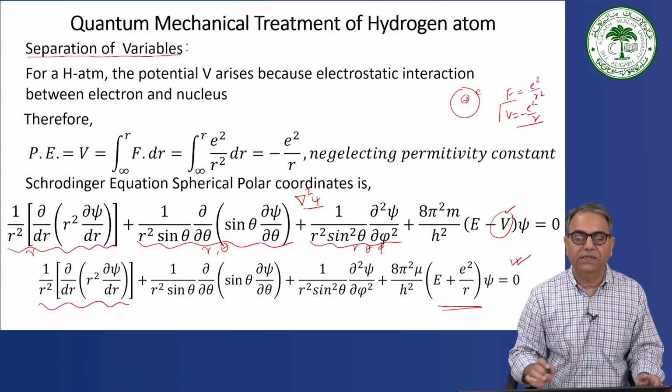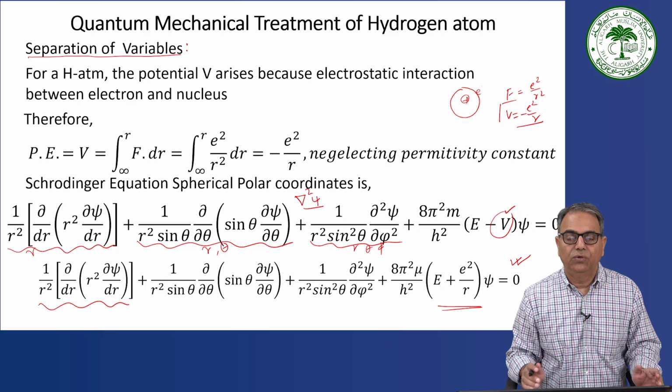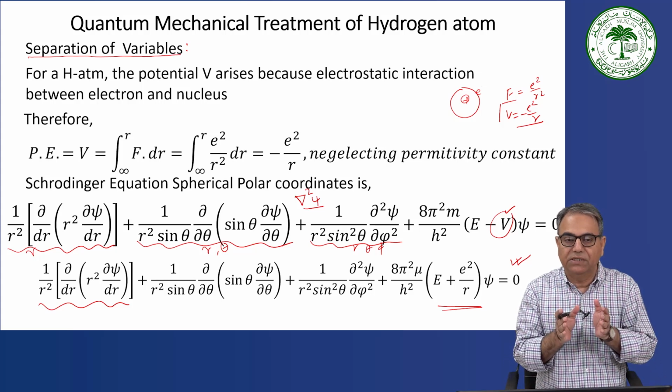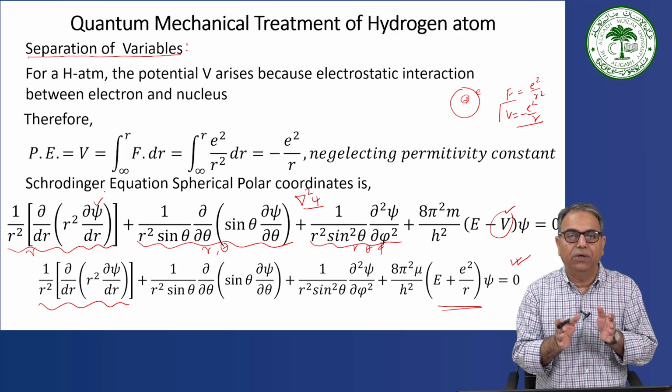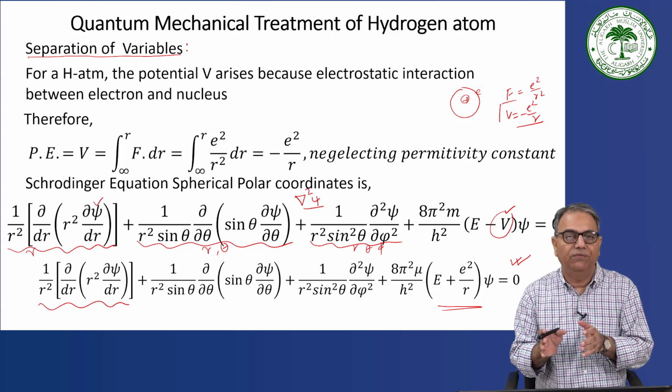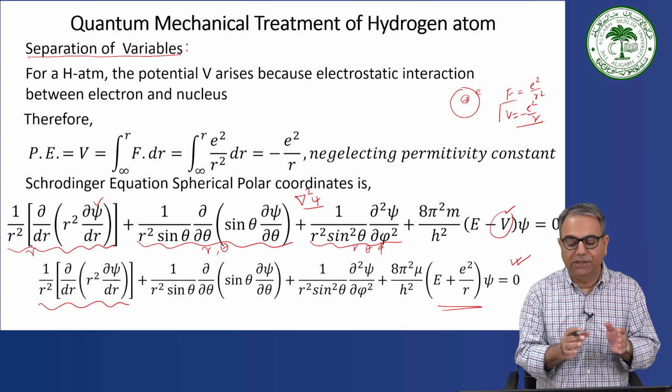So we have three different variables, r, theta and phi. What we are going to do is split the wave function psi into three components, each depending on only one variable, and the total function will be a product of these three different functions.